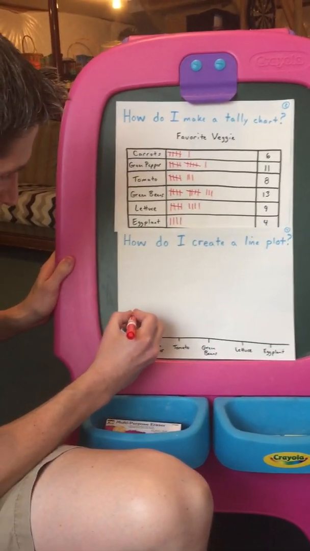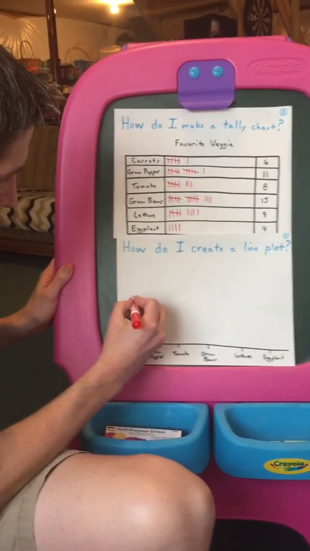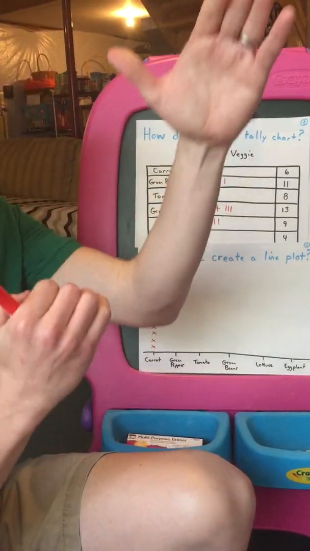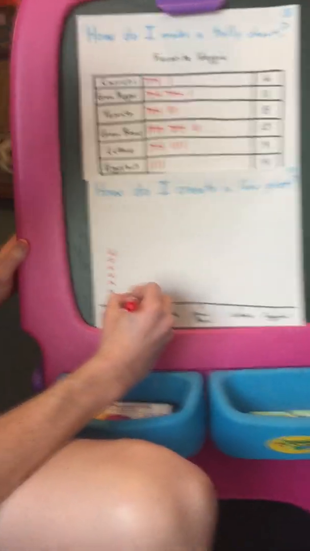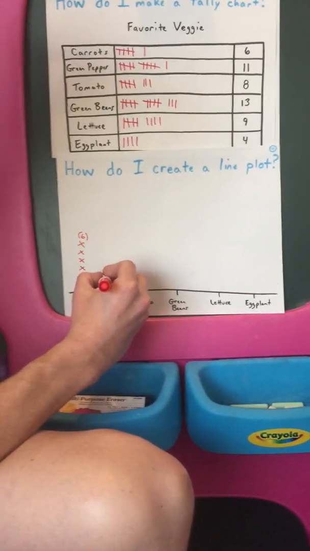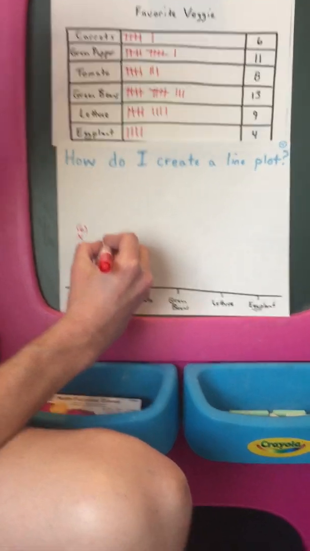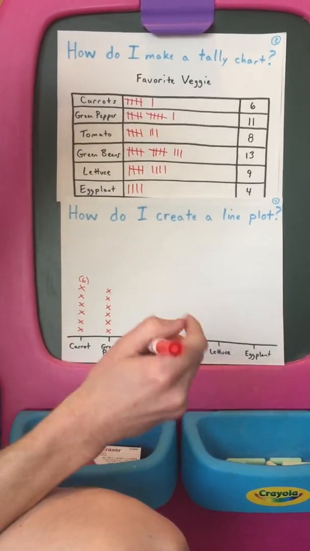Now, the key here, and a lot of kids like to write the number at the top, is to make your X's approximately the same. You don't want a big X and a small X or big spaces in between. Now, green pepper had a lot more, 11. But watch what I'm going to do. When I'm doing my X's, they're going to be the same size. So when I get to 6 X's on green pepper, it's exactly the same height as the carrot.